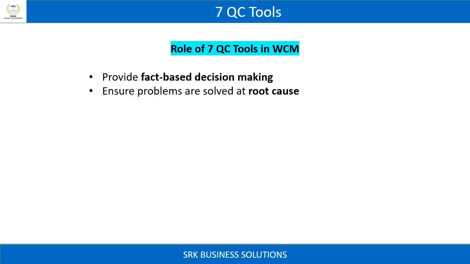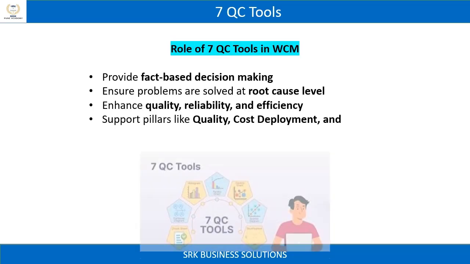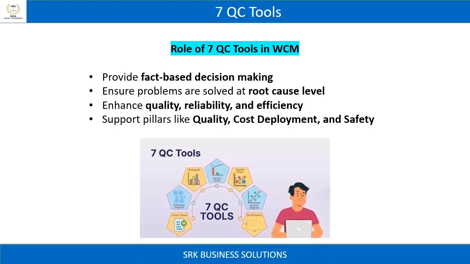The 7 QC tools play a vital role in world-class manufacturing. They provide a structured, fact-based way to analyze problems and make decisions. Instead of relying on assumptions or guesswork, WCM uses these tools to solve problems at the root cause level. This ensures higher quality, greater reliability, and better efficiency across all processes. They also support WCM pillars such as quality, cost deployment, and safety.